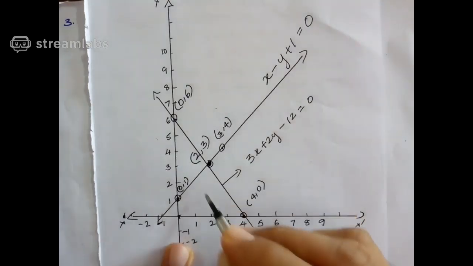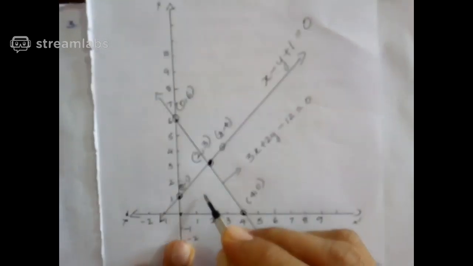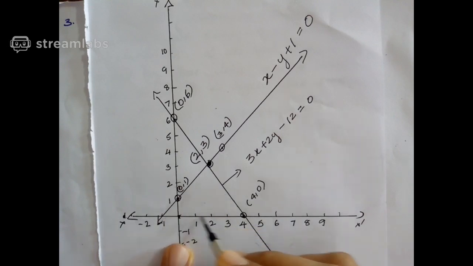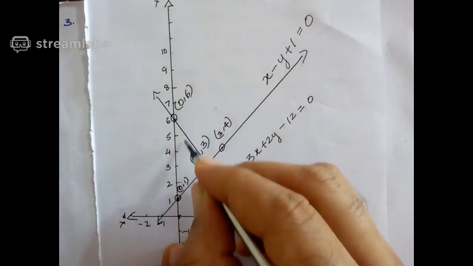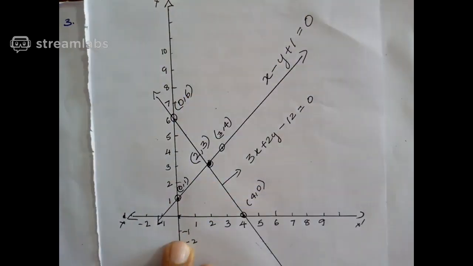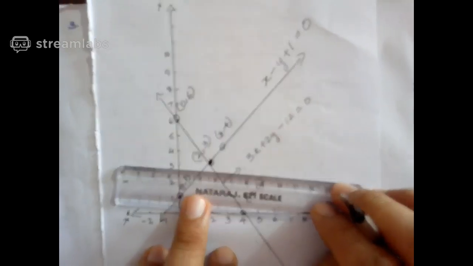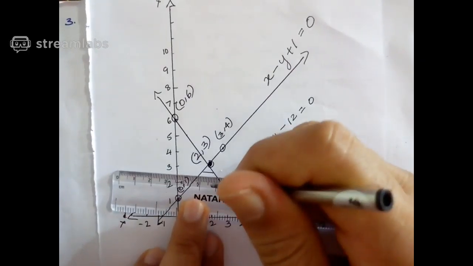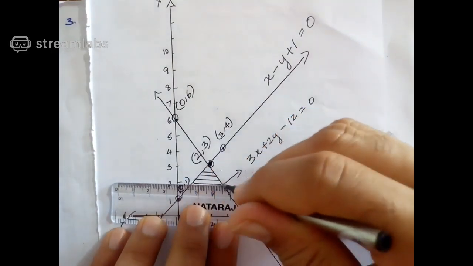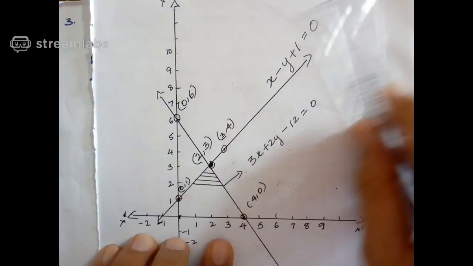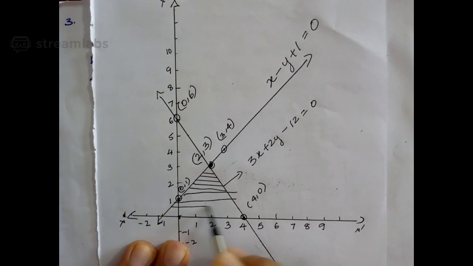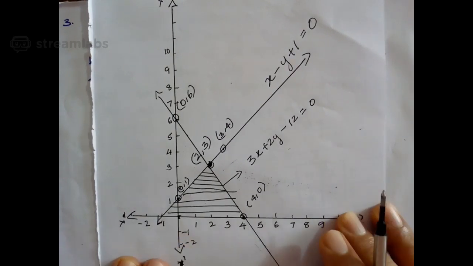Correct? Two triangles are formed, this triangle and this triangle. This is the triangle formed by the two lines and the x-axis. This is the triangle formed by the two lines and the y-axis, but they asked to shade the region formed by the two lines and the x-axis. You have to shade this. Just shade this. This is the triangle shaded.